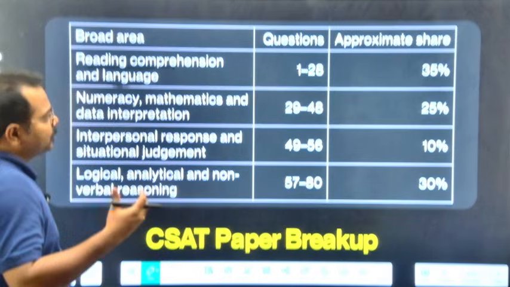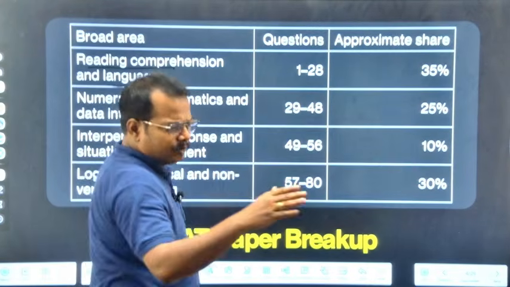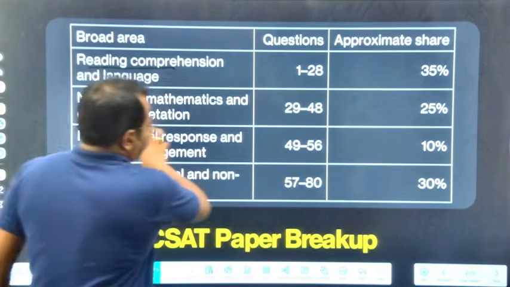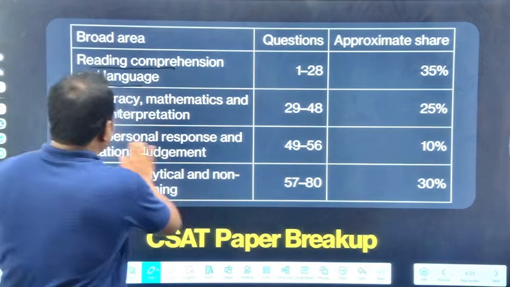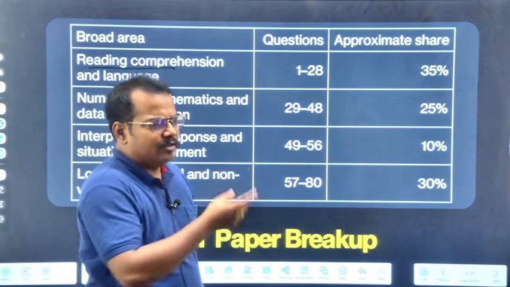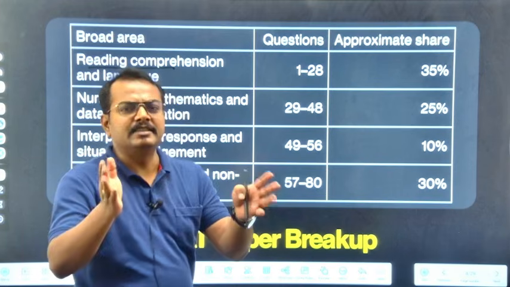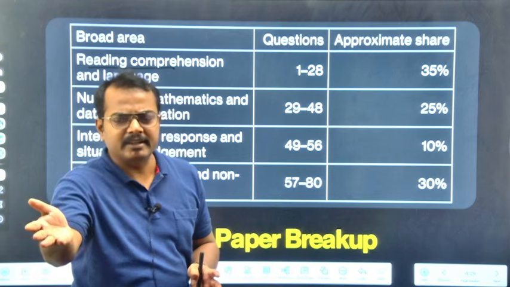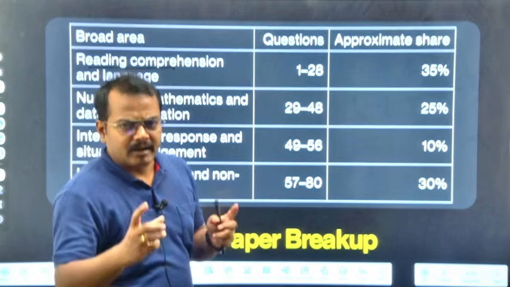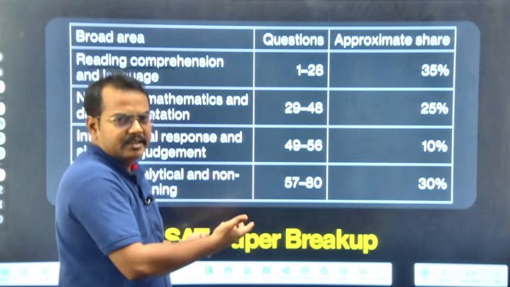Now you can see here the third section after question numbers 48, 49 and 50, up to around 50 there are also some questions. So 49 to 56 is basically interpersonal response and situational judgment type questions, because in this CSAT paper you will not find the pattern of the CGL paper, the Combined Graduate Level paper, or any other one-day exam. Here they have provided a different kind of reasoning.